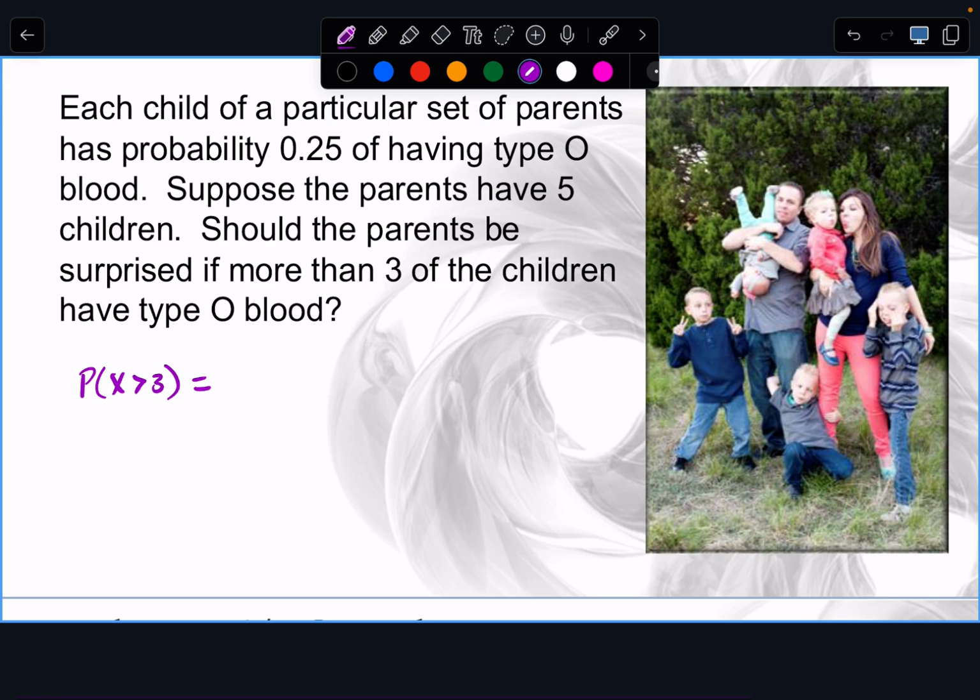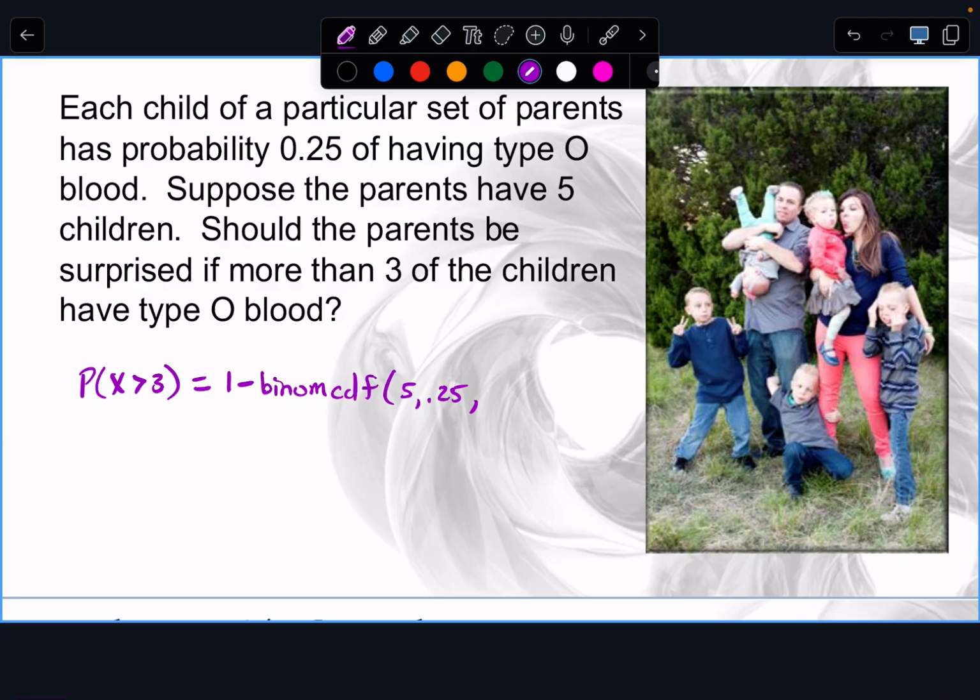So if I'm going to attack a greater than problem, just like we did with our normal distributions in table A, we're going to use the complement rule to attack this. So we're going to take 1 minus binomial CDF. The first part is pretty straightforward. 5 trials, 0.25. But then when I get to that last part, I got to really think about what I want to put in here.